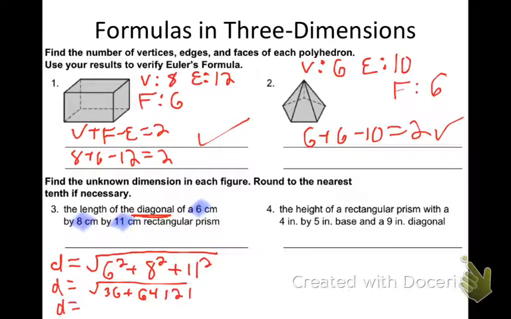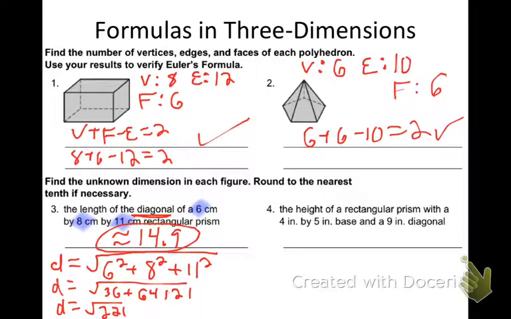8 squared is 64, 11 squared is 121. So I get d equals the square root of 221. And the square root of 221 comes out to the nearest tenth as... anybody? Is it 14.9? Yes, so it's approximately 14.9. So I can find the diagonal there using that formula.